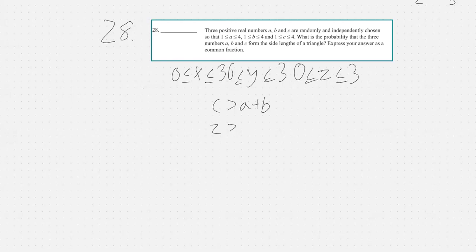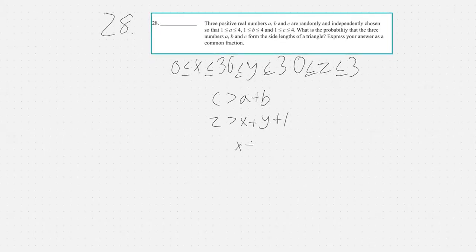And the biggest value of z is 3, so x plus y must be less than or equal to 2, or strictly less, but it doesn't really matter. And then z will be all the remaining values above it, above x plus y plus 1. So it'll be like a tetrahedron.